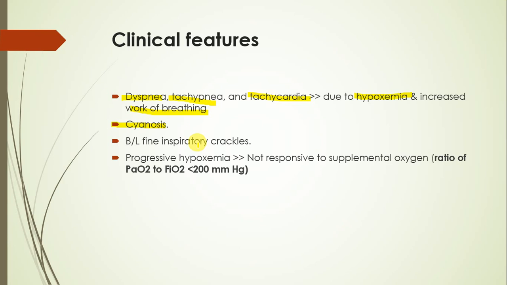If we had mentioned lung auscultation findings, we'd have written fine inspiratory crackles due to fluid deposition. This is most commonly found in the basal zones, because the fluid tends to localize in the dependent areas. The most important clinical feature is progressive hypoxemia which does not respond to supplemental oxygen, or we can simply call it refractory hypoxemia. The ratio of partial pressure of oxygen to fraction of inspired oxygen is less than 200 millimeters of mercury. It's one of the diagnostic criteria. We'll be talking about it in detail in later slides.